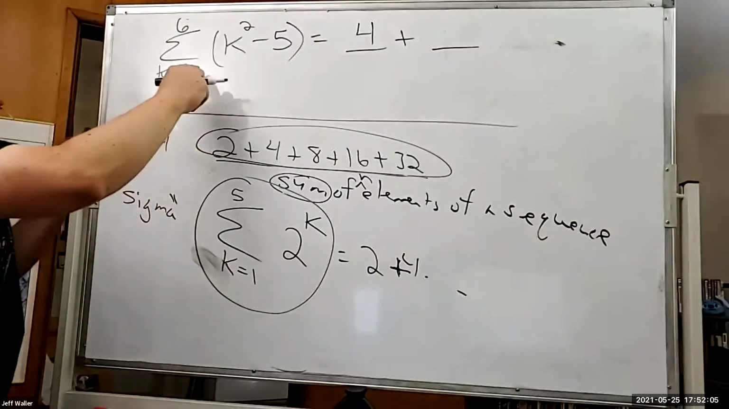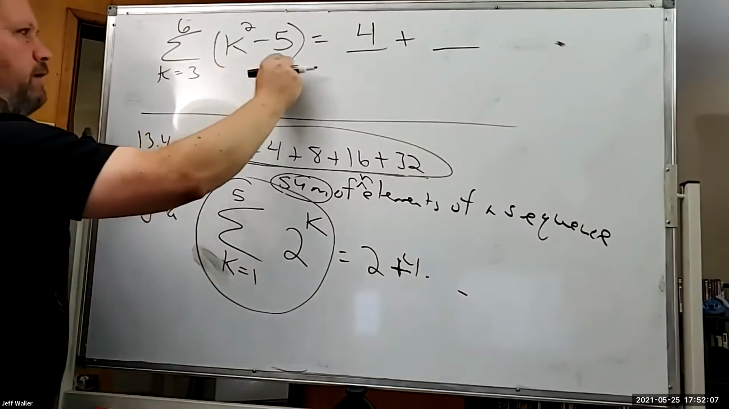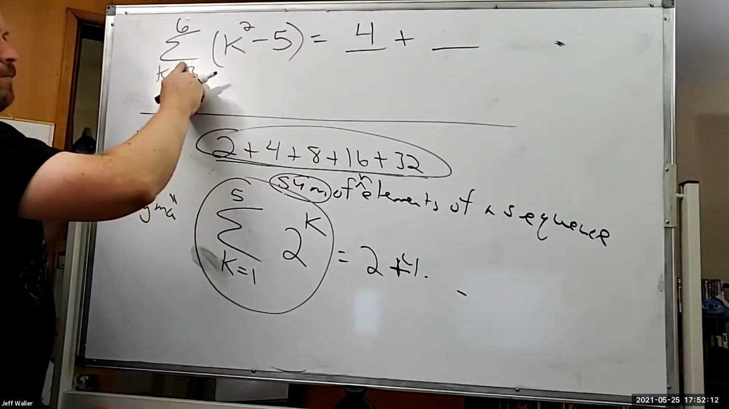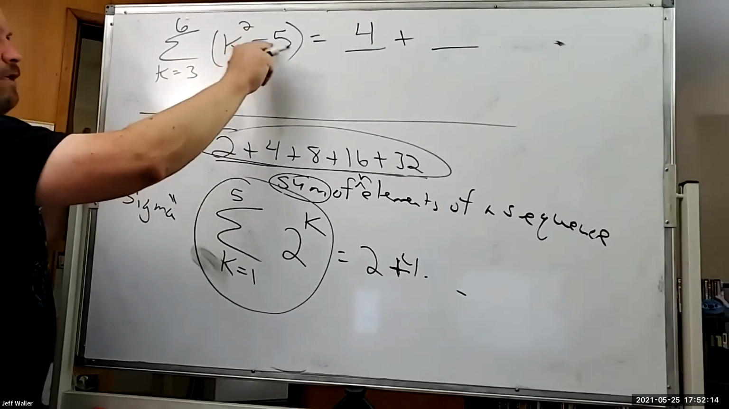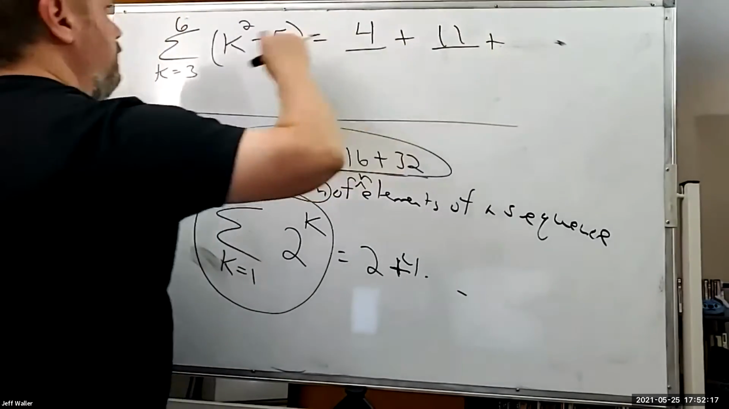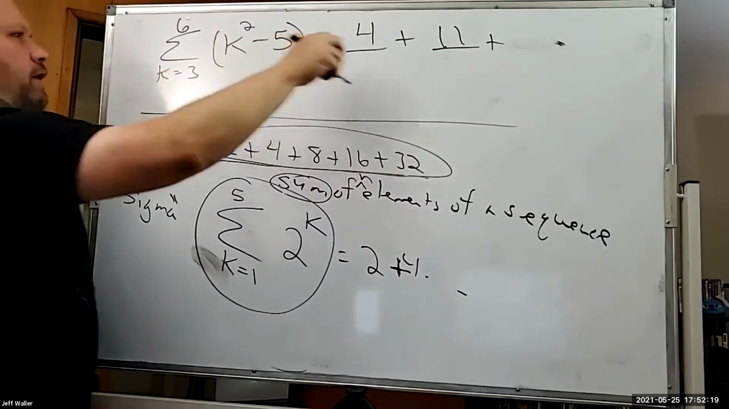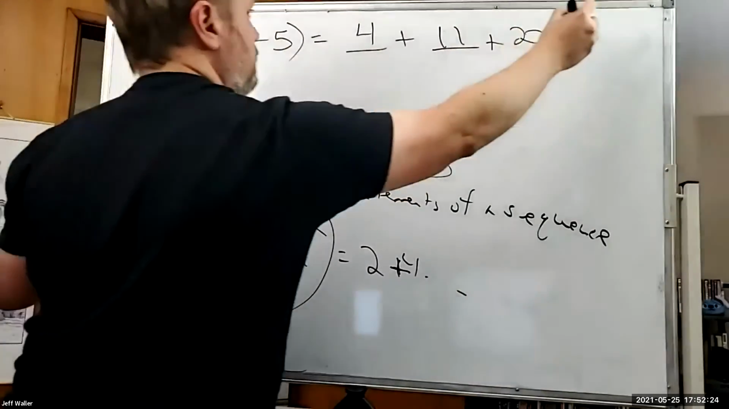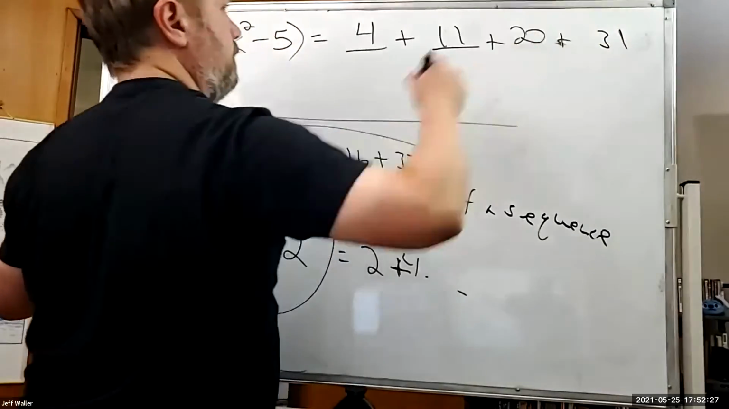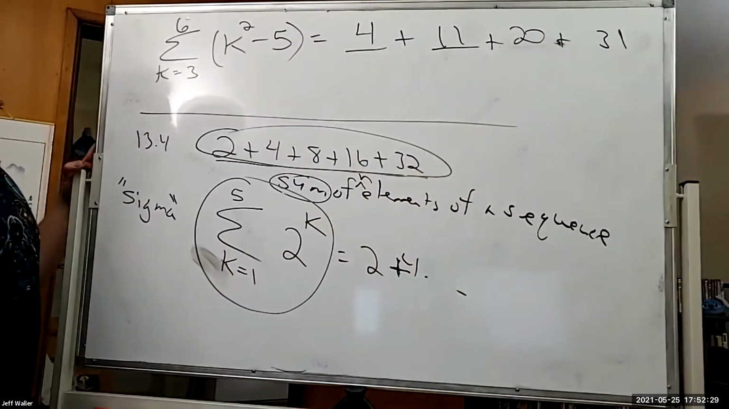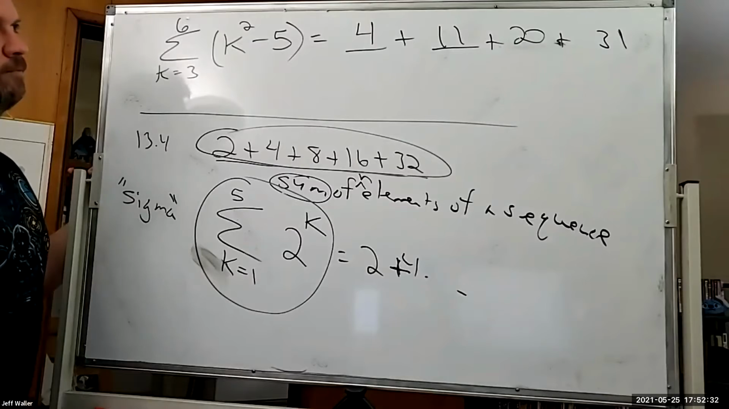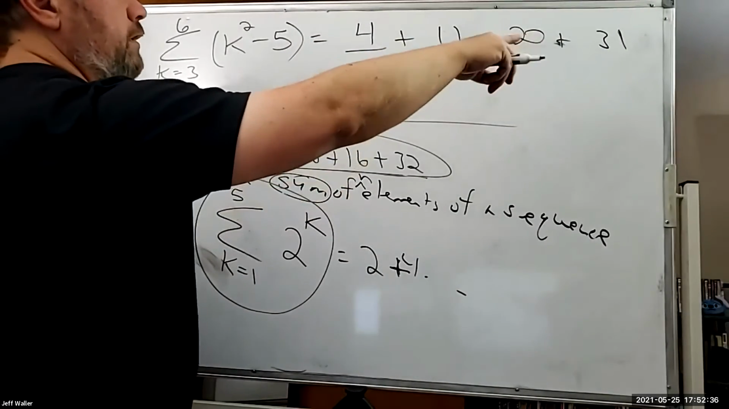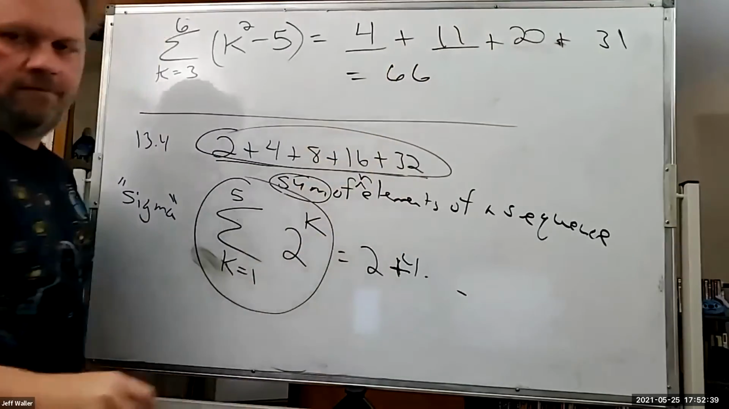This is kind of nice. This says go from 3 to 6, evaluating this, and whatever you get, add them all up. That's what that symbol means. So 4: 16 minus 5 is 11. 5: 25 minus 5 is 20. 6: 36 minus 5 is, you can do it, Jeff, 31. And then you just have to add them up. 4, 11, 20, 31: 15, 35, 66, right? Okay.